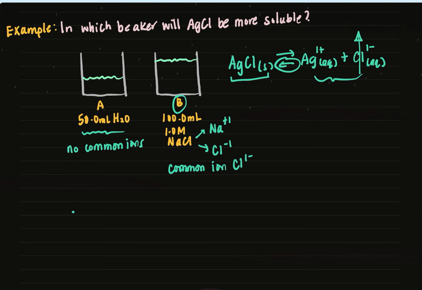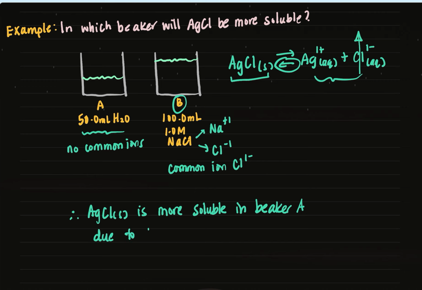So in this one, I'll just answer the question as stated. We're going to say that AgCl is more soluble in beaker A, due to a lack of common ions, and you can fill in the blank there for more detail.